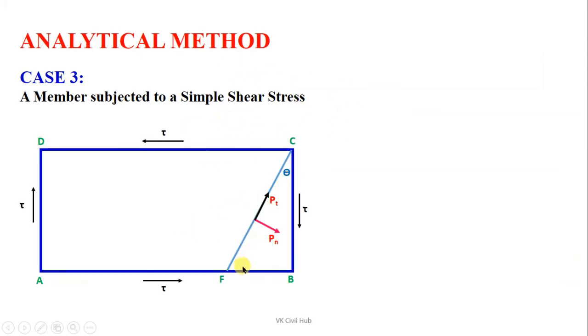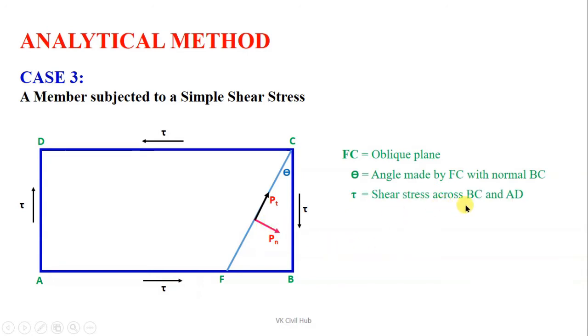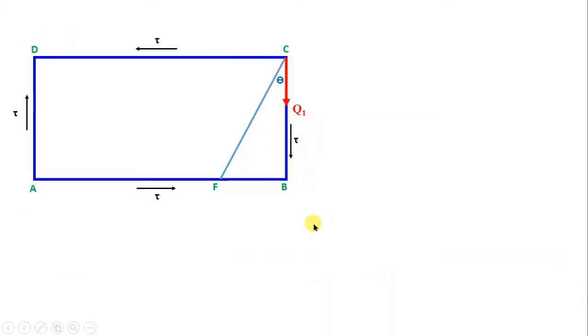Here in this diagram you can see the shear stress tau acting on all the four sides, AB, BC, CD and DA. And FC is your oblique plane, where theta is your angle of inclination made by that oblique plane with the normal BC, and tau is your shear stress across BC and AD. For this triangular portion we are taking this BC and BF portion. From the oblique plane FC there is a normal force Pn and a tangential force Pt.